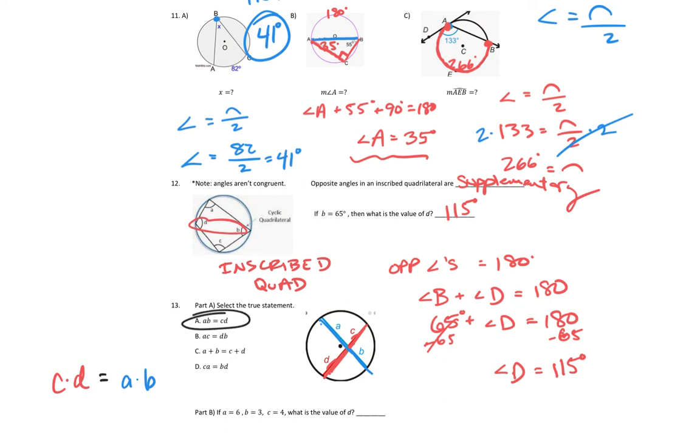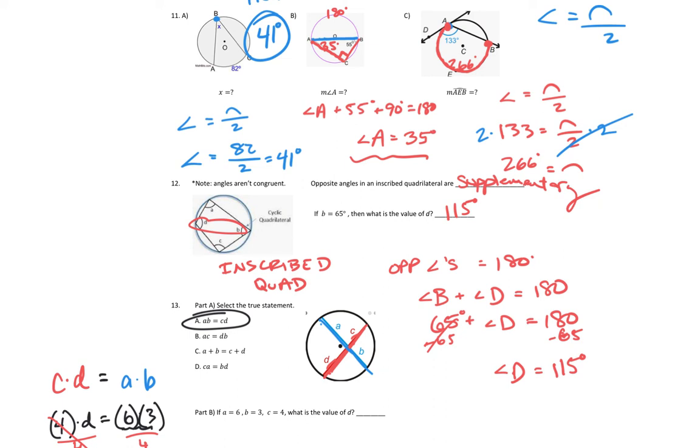Well, that was easy. And then part B says if A is 6 and B is 3, so I'll put a 3 in the B spot, and C is 4, then we got to find what D is. So all you got to do is a one-step equation, divide by 4, and D equals, oops, I was moving so fast I forgot to do 6 times 3. 6 times 3 is 18. So 18 divided by 4, which I think is 4.5. Yeah, it's 4.5. Went to college.